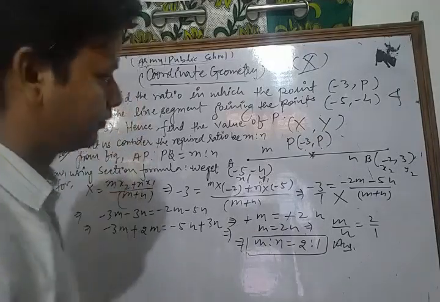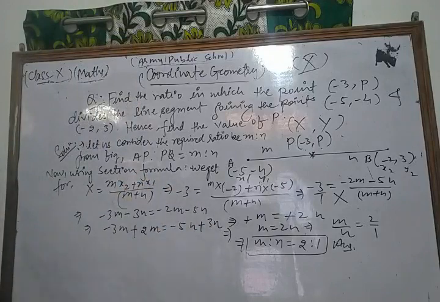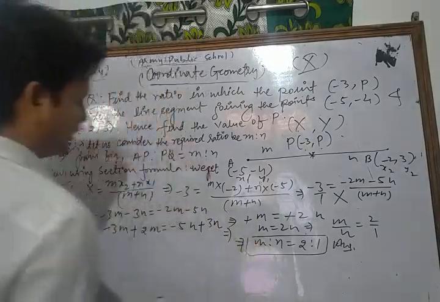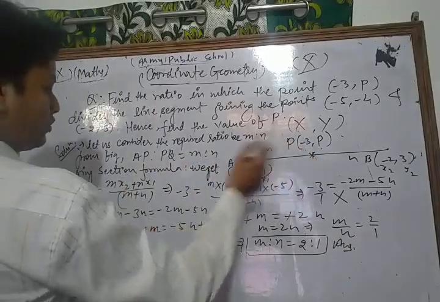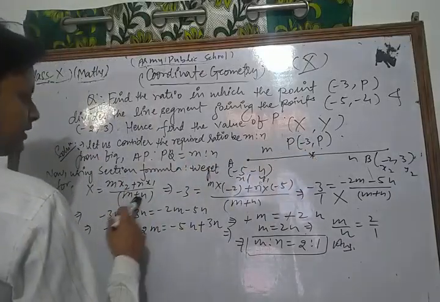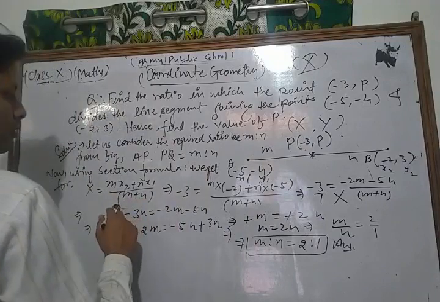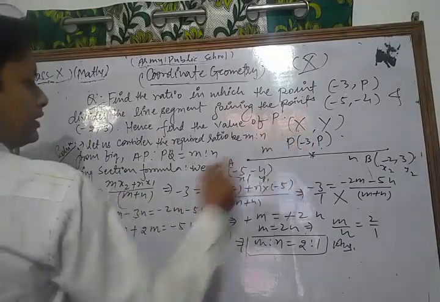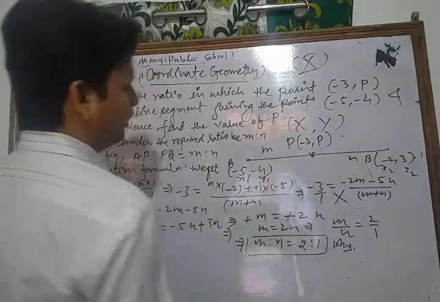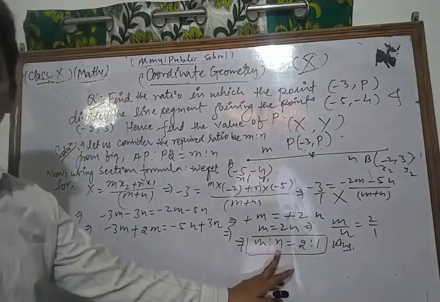Okay, now after finding the required ratio, what do I do? Capital X is given, so we apply the section formula for capital X and put the value of x as minus 3. After simplifying, we get the required ratio m is to n, which is 2:1.